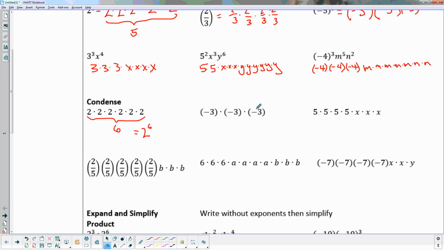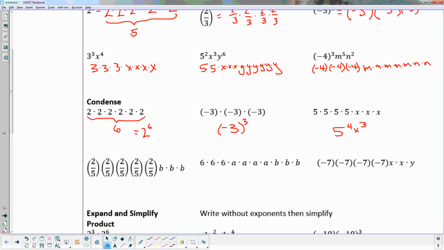This next one, I have -3. It's a good idea to put your negative numbers in parentheses when you have them. -3 3 times, so it's going to be (-3) to the 3rd. Let's get a little happier about that. There we go. And then over here I have 5 4 times, so I can write that as 5 to the 4th. And there's 3 of them, so x to the 3rd.